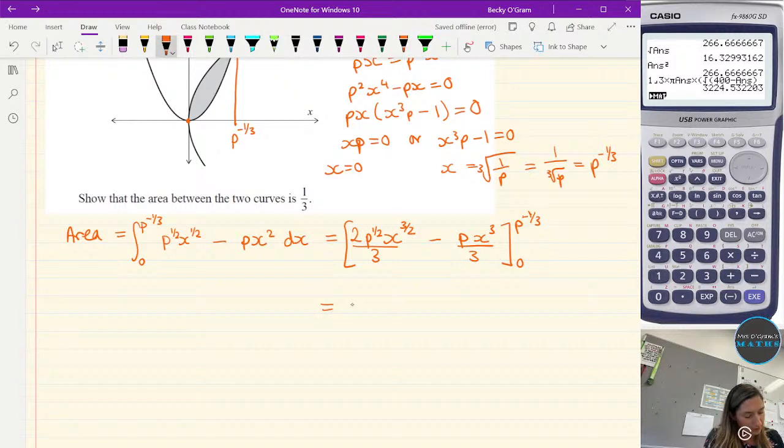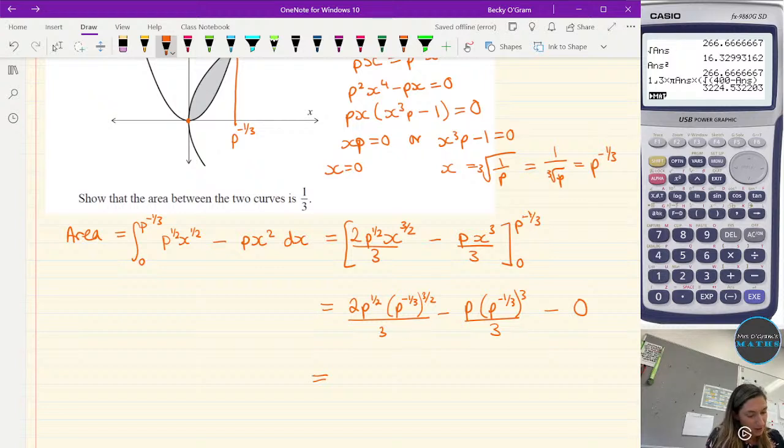Okay, that's equal to, now let's substitute in what we've got. We've got, in this one, p to the negative 1/3 to the power of 3 over 2, minus p to the negative 1/3 cubed over 3. And then we're going to subtract, substituting in a 0. Well, if we put 0 into those, we're just going to get 0. So that's helpful. Okay, now figuring out the algebra that's there.